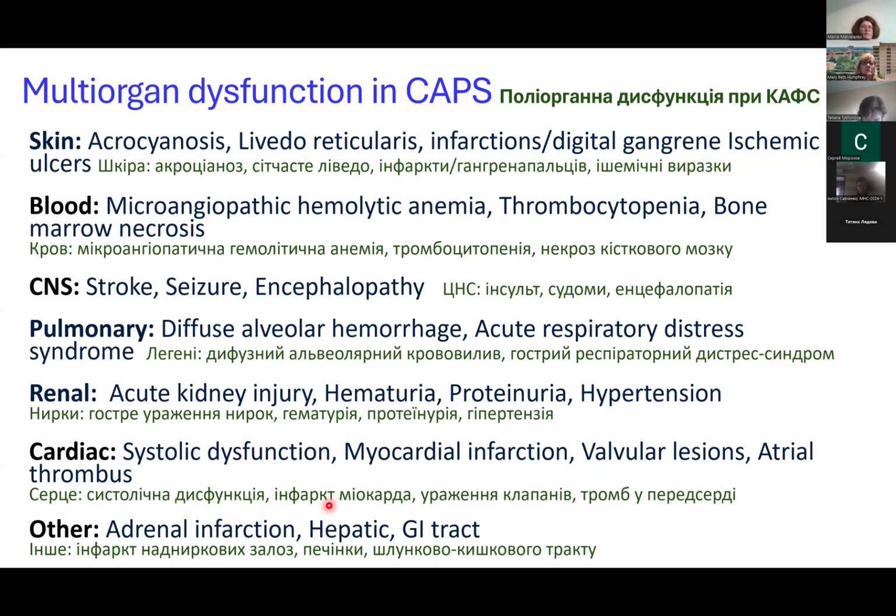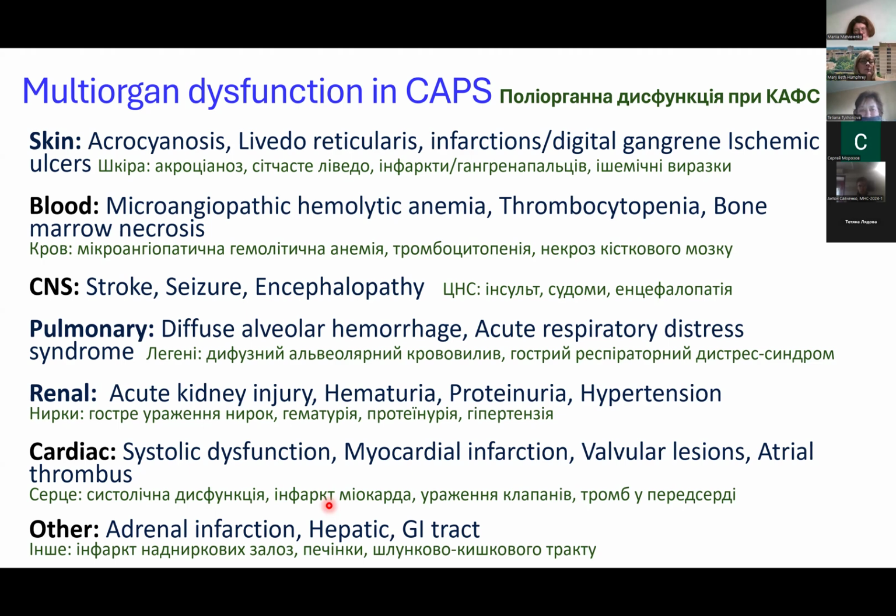Some of the other manifestations of antiphospholipid CAPS is skin. So they can get discoloration of their fingers, like we just saw a minute ago with digital gangrene. They can get profound livedo reticularis. They can actually get skin infarctions, which will tend to be round, an area of ischemia with a central ulcer that will then enlarge.